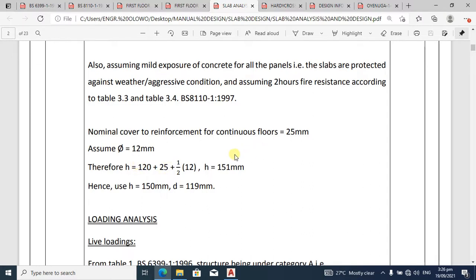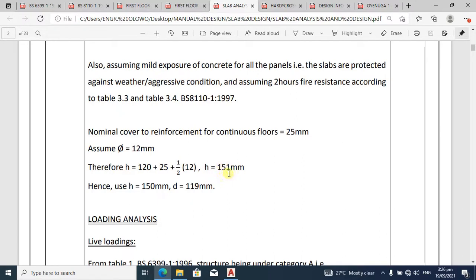You can assume a suitable value for your D, that is your effective depth. Then from there you will calculate your overall depth, which is H. From here we have H is equal to 120, which is the assumed effective depth for the slab, 25 is the cover to the reinforcement, then half of the assumed diameter, which is 12 millimeter. So from here we are going to have 151 millimeter.